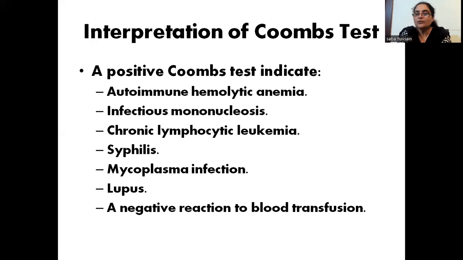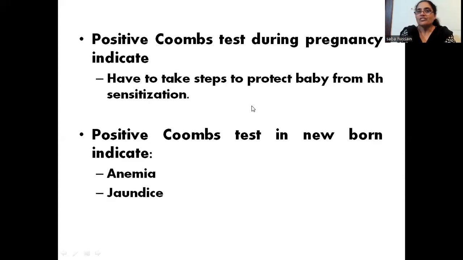Interpretation of the Coombs test: if it's a positive Coombs test, performed by the direct anti-immunoglobulin test, then it can be due to autoimmune hemolytic anemia, infectious mononucleosis, chronic lymphocytic leukemia, syphilis, mycoplasma infection, or lupus, and it can be a negative reaction to blood transfusion too. So these are the different things that can be present according to symptoms. We can relate them, and these are the interpretations of a positive Coombs test.